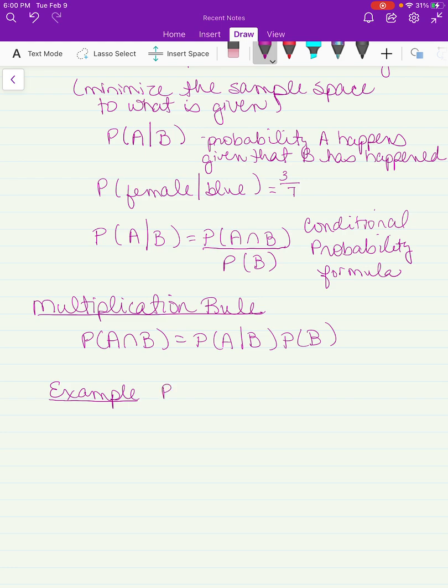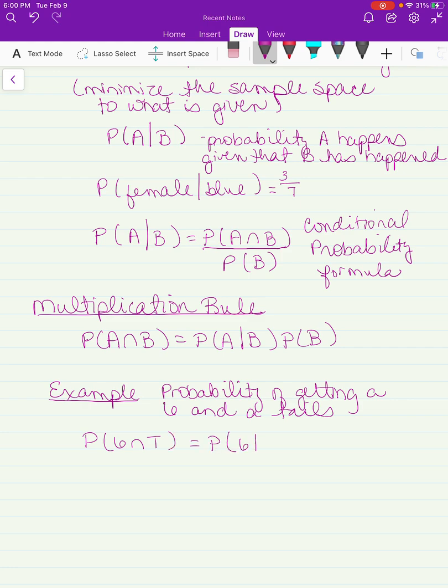If I want to talk about the probability in my last experiment of rolling a die and flipping a coin, the probability of getting a 6 and a tails, which is the intersection, that would be the probability of 6 and tails equals the probability I got a 6 given that I got a tails times the probability that I got tails.